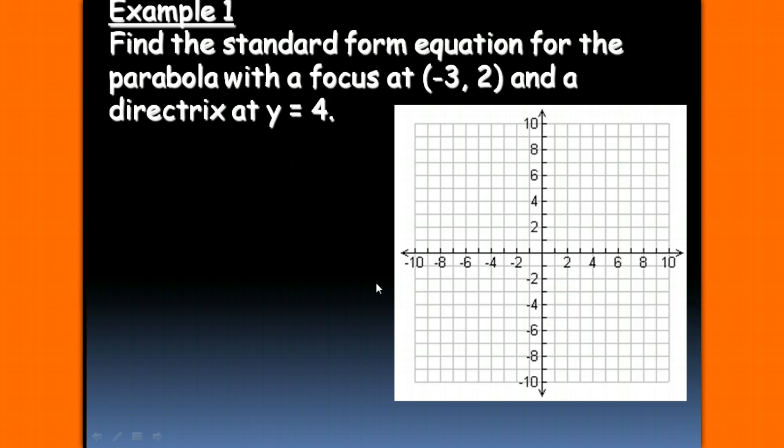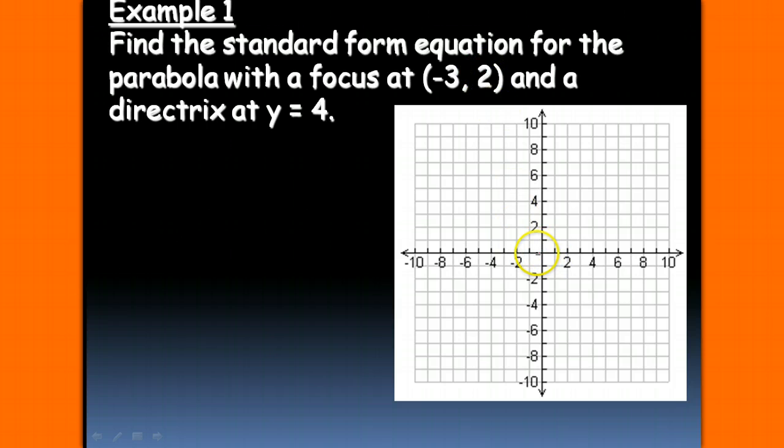All right, so we're going to look at example 1. We're going to find the standard form equation for the parabola with a focus at negative 3, 2 and a directrix at y equals 4. All right, so the first thing is going to be to find our points that we have. So we have a focus at negative 3, 2.